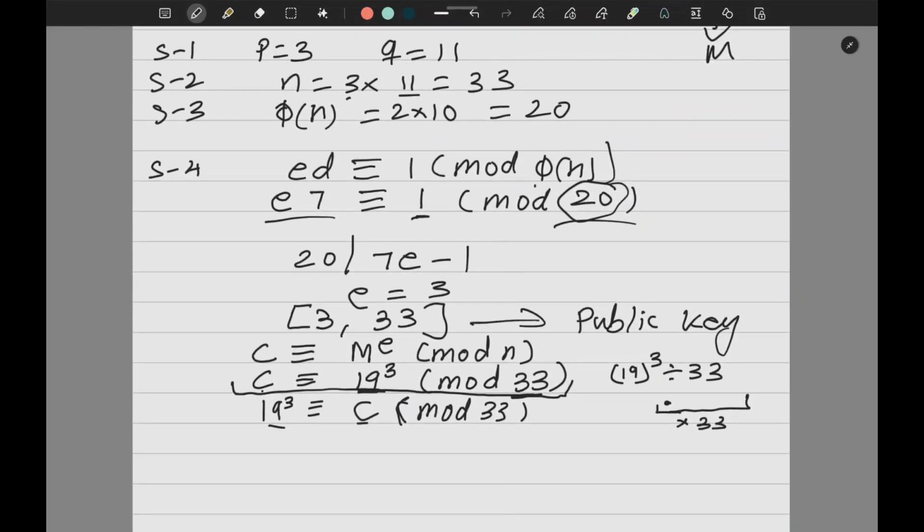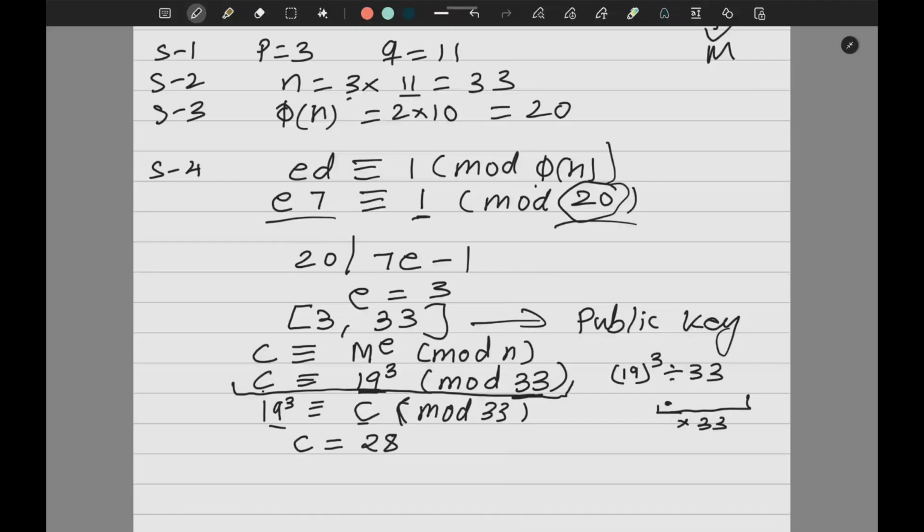Okay. So now when you do this, you will get the value of C as 28. You can check the shorts where I have explained this process. Okay. So you will get C is equal to 28. Now this is a number.